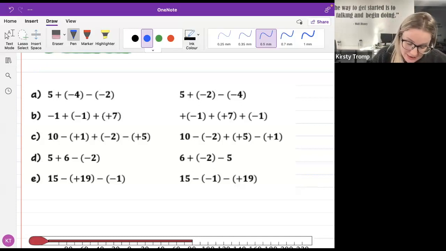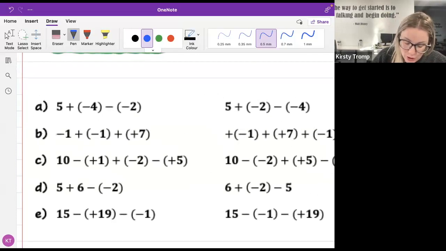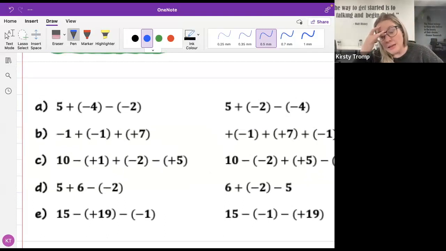On the left-hand side, I have 5 plus, and then a bracket, -4, close the bracket, minus, open the brackets, -2, close the brackets, -2. Sometimes, especially in a test or exam, things can seem a little bit overwhelming. I know that happens, but what you need to remember to do is take things in steps, everybody.